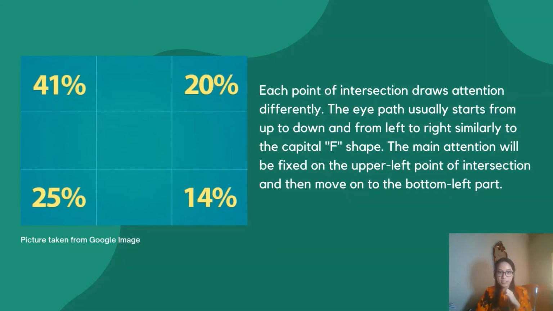Besides, the studies have revealed that each point of intersection draws attention differently. The eye path usually starts from up to down and then from left to right, similarly to the capital F shape. Thus, the main attention will be fixed on the upper left point of intersection and then move on to the bottom left part. So, it's the best place to arrange the logo of the site, important info about the owner, or some essential navigation buttons at the upper left point of the intersection. Various plugins and widgets will also be more visible if placed closer to the points of intersection.